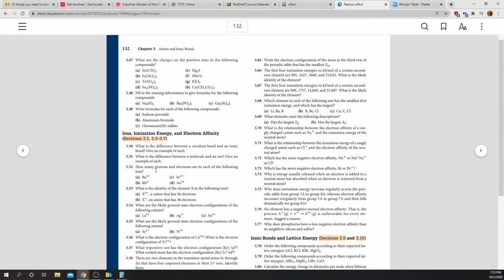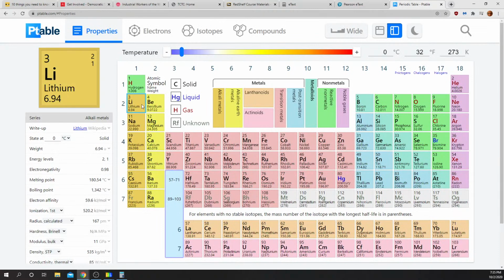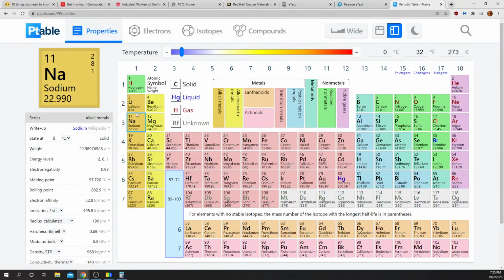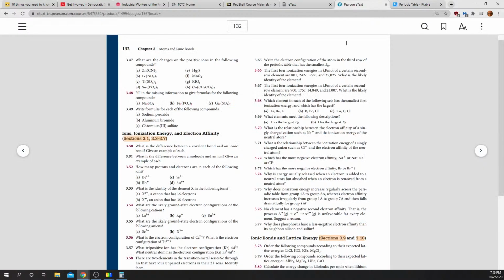All right. So number 68. Which element in each of the following sets has the smallest first ionization energy and which has the largest? Okay. Lithium, barium, potassium. Which has the smallest and which has the largest? Okay. Barium's furthest down, so it's going to be smallest. Lithium's highest up, so it's going to be highest. Boom. That was rather straightforward.